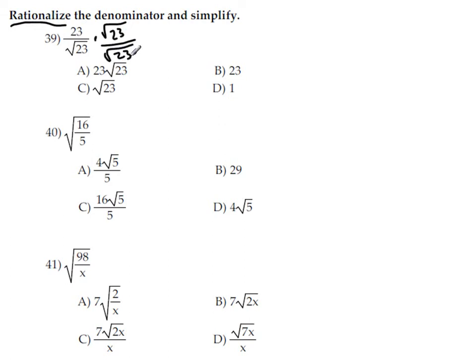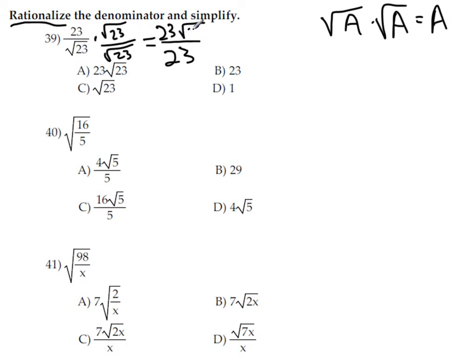Now square root 23 times square root 23, that goes back to our rule in which the square root of a times the square root of a is just a. So square root 23 times square root 23 is just 23. Now up top we have 23 times square root 23. This guy is not in a radical, so he can't combine together. It's just 23 times square root 23. Can't do much else about it.